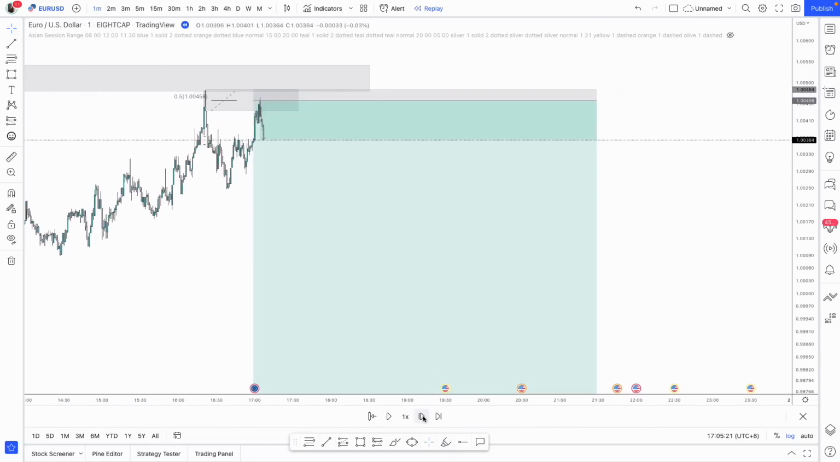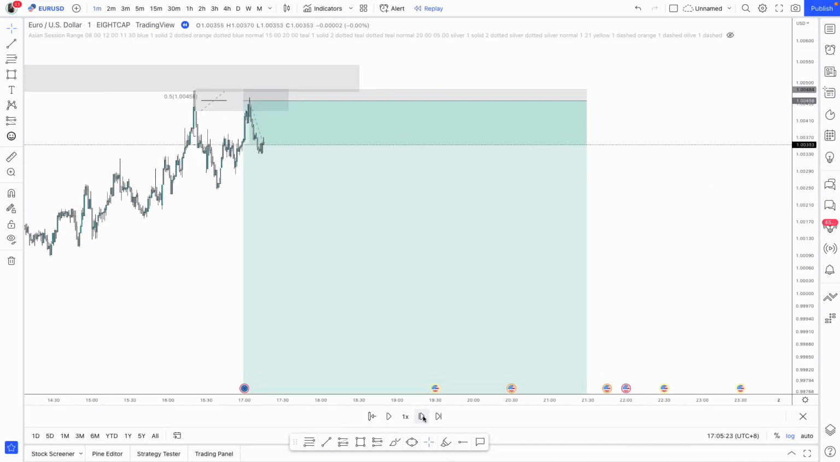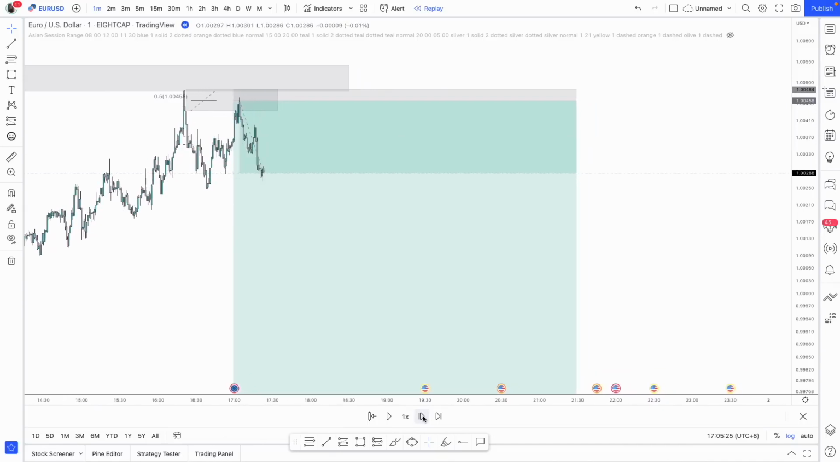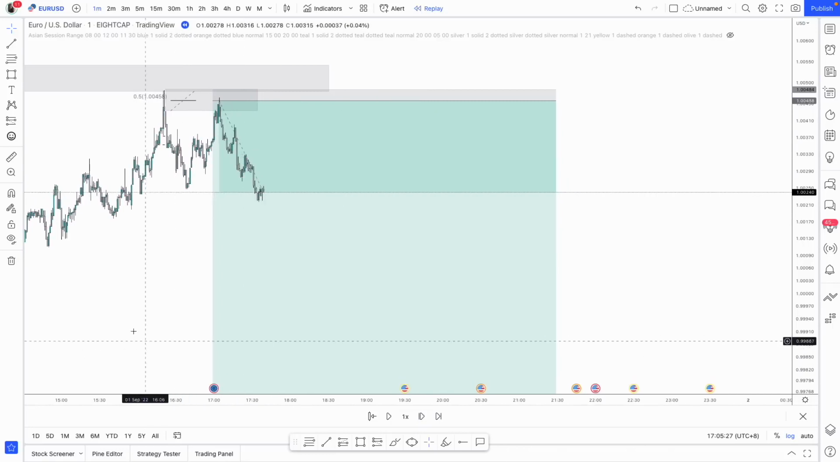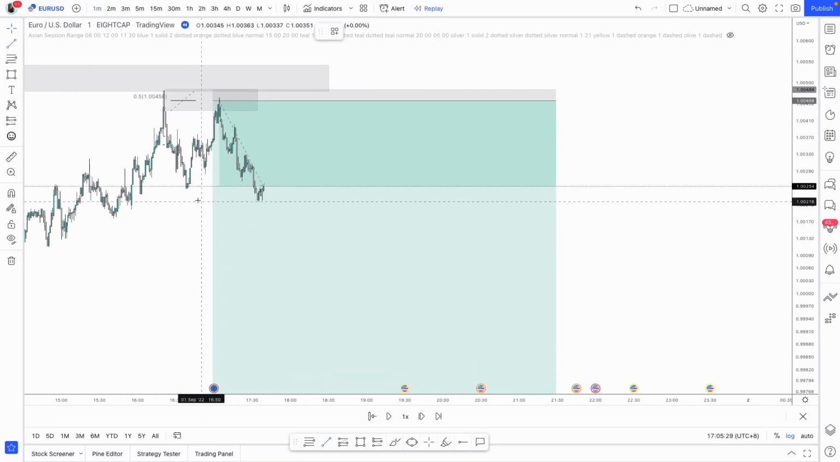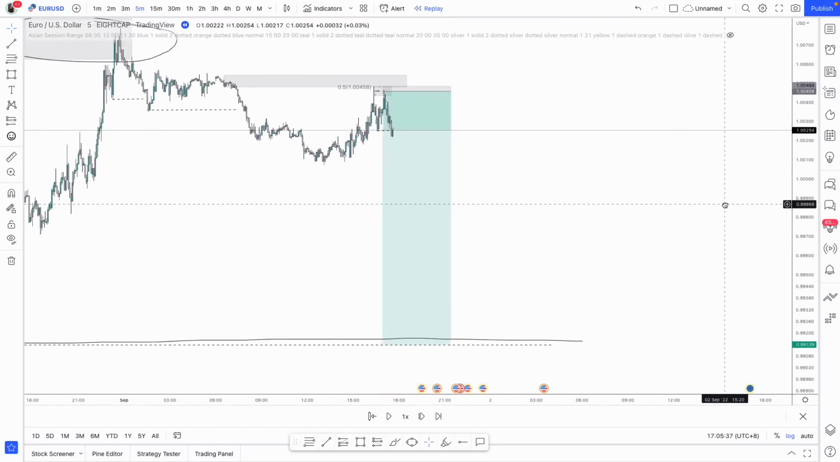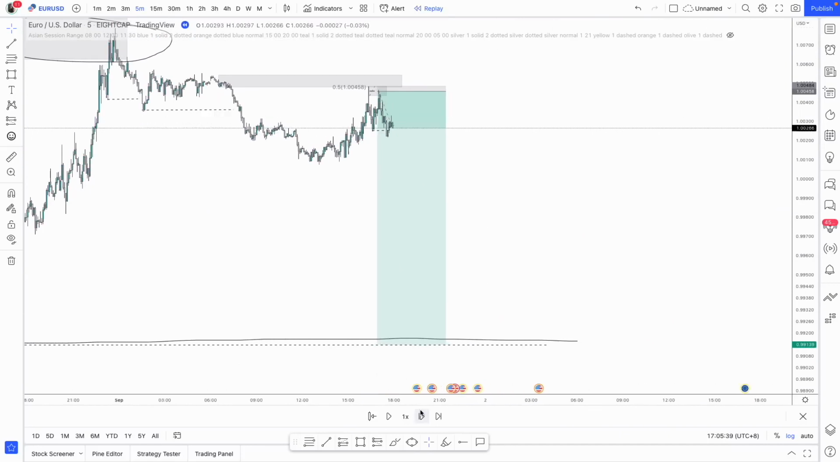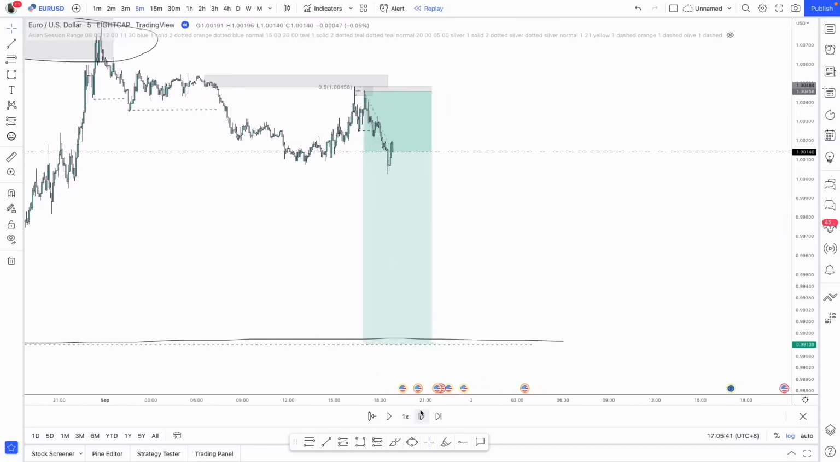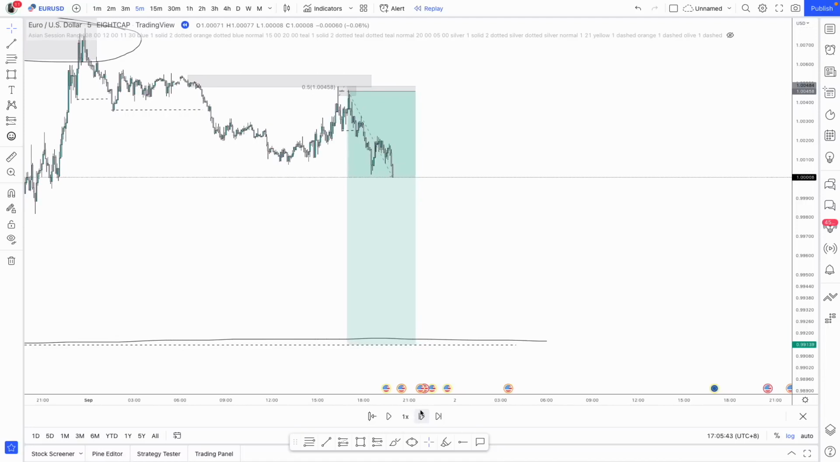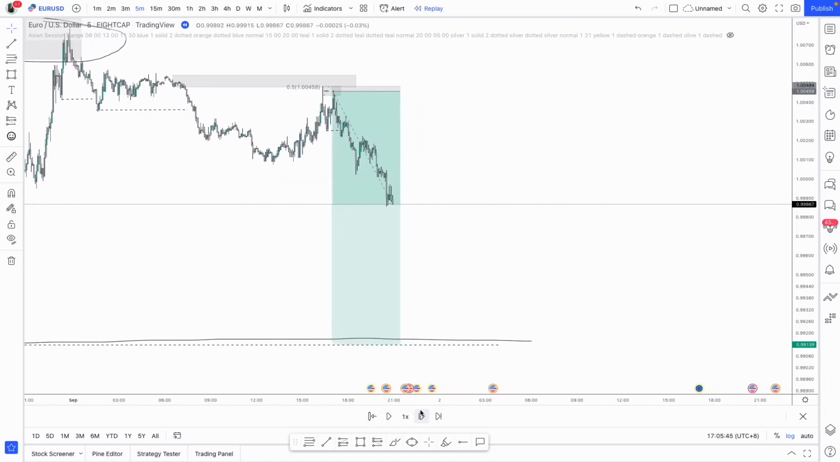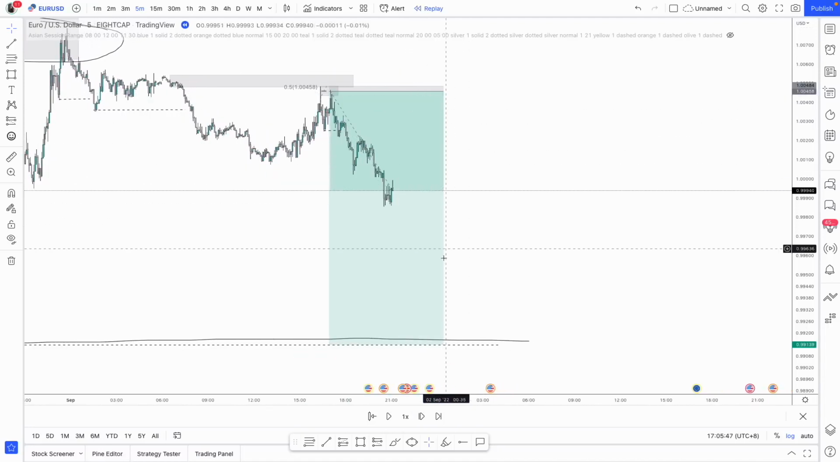Price tags us into our trade. Price has a break of structure. This is the low right here that put us in. It's a great sign. Now we can go to the higher time frame, stop loss at break even, and wait to see if we hit our full take profit down here for 1 to 50 risk to reward.